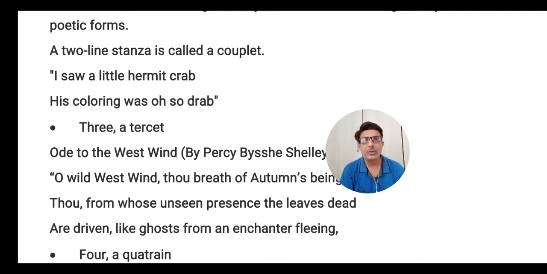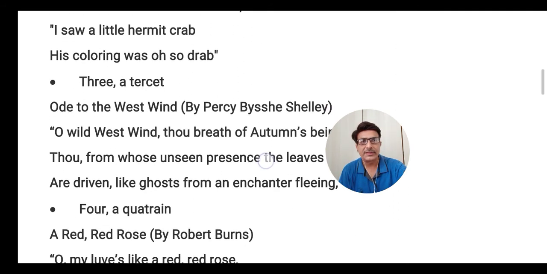I saw a little hermit crab. His cooking was so drab. So, the couplet means a group of two lines. The example you can see on the screen is rhyming because crab and drab both are rhyming words.